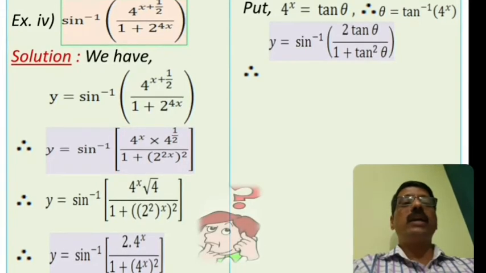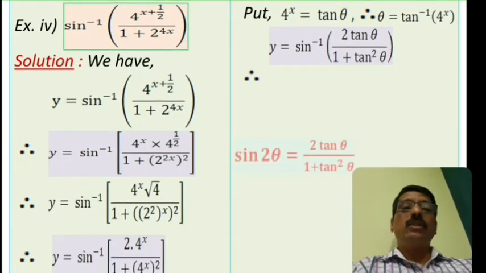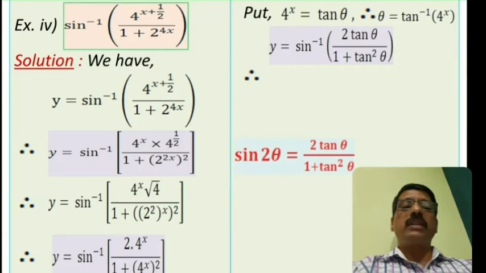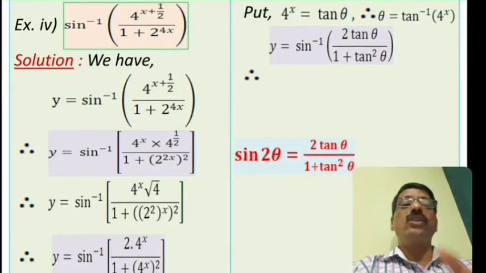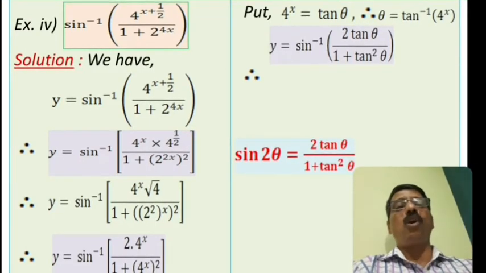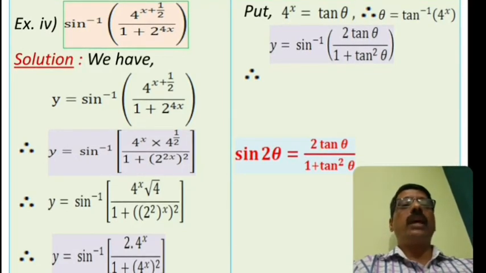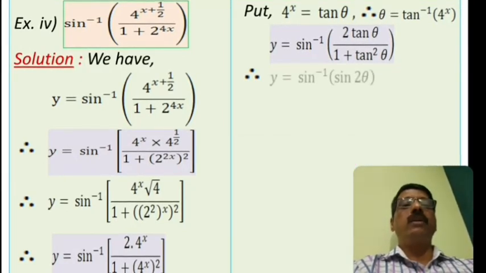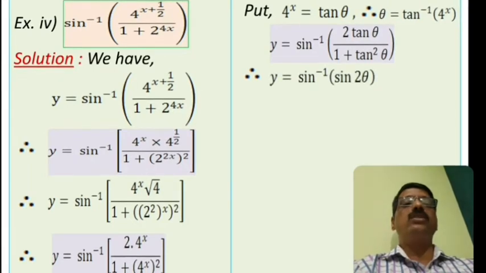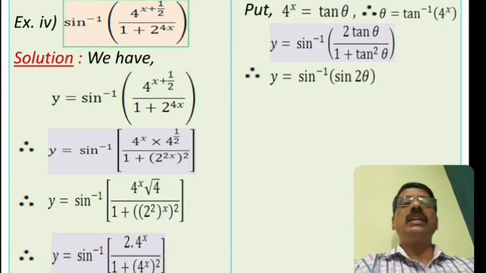Do you know the formula? Yes. That is 2 tan theta upon 1 plus tan square theta equal to sine of 2 theta. That formula has to be applied here. Then the given function becomes y equal to sine inverse of sine of 2 theta, and this is the simplest form of our function.